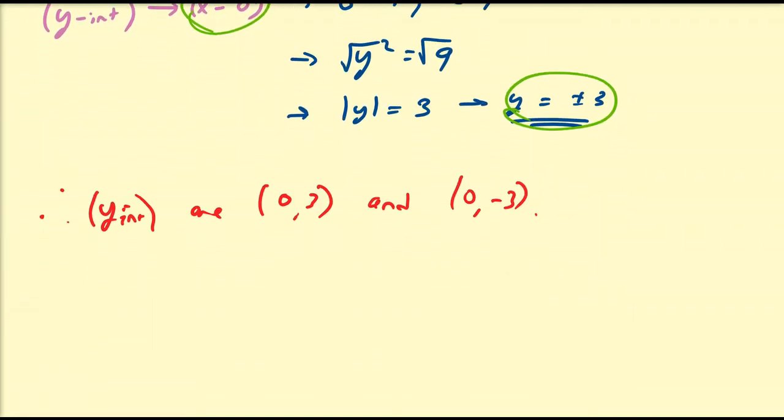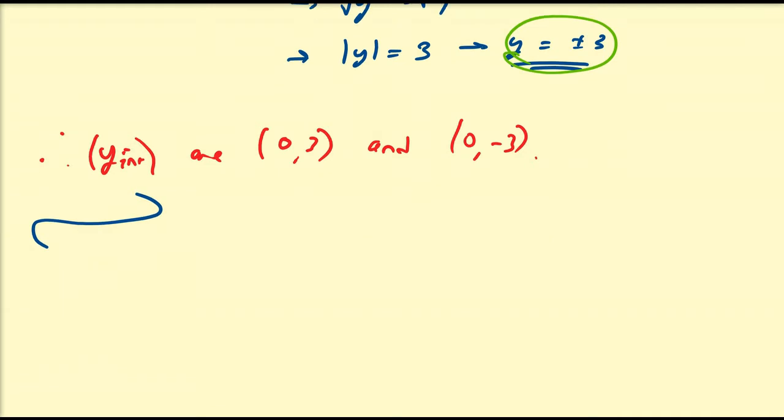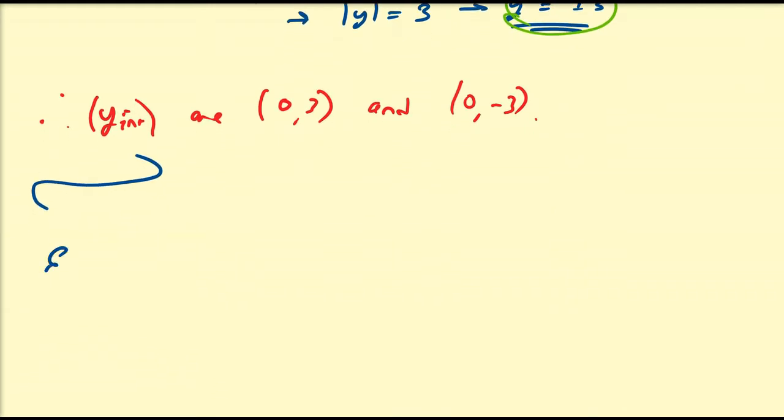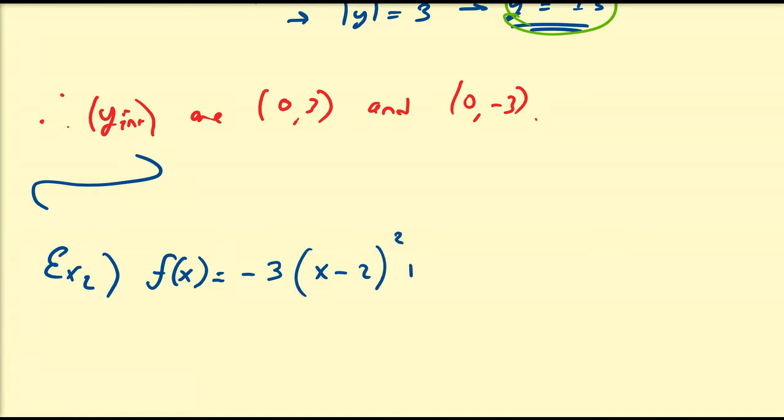Let us look at another example to sort of illustrate how to find the intercepts. So example 2, suppose we have the function f of x is equal to negative 3 times the quantity x minus 2, squared, plus 7.